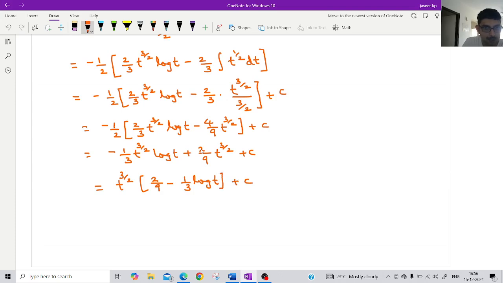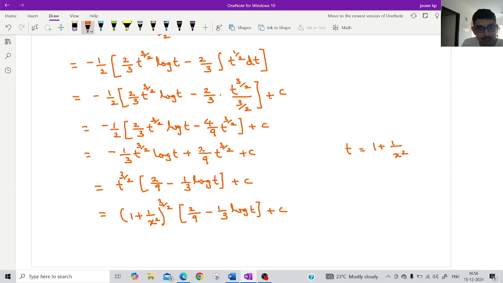So now coming back and substituting t equals 1 plus 1 by x square, the final answer can be written as 1 plus 1 by x square to the power 3 by 2, 2 by 9 minus 1 by 3 log t plus c.